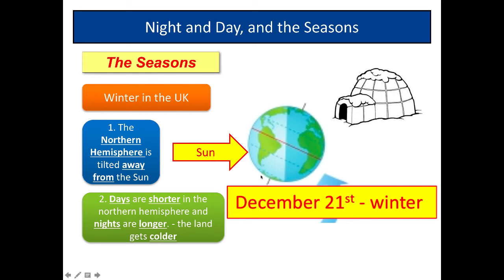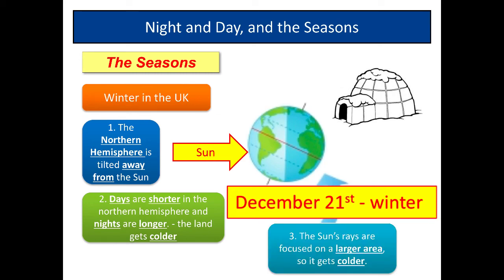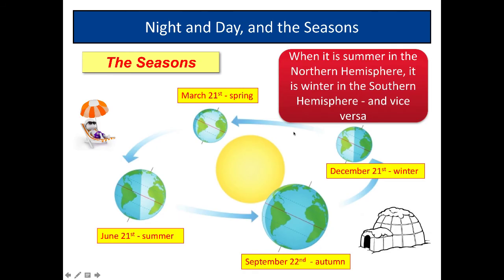So by 21st December we may have about 6 hours of daylight in the UK and 18 hours of night. Definitely it's colder. Also the Sun's rays are more spread out in the northern hemisphere over a larger area, so it gets colder. The thing to remember is when it's summer in the northern hemisphere, it's winter in the southern hemisphere and vice versa.